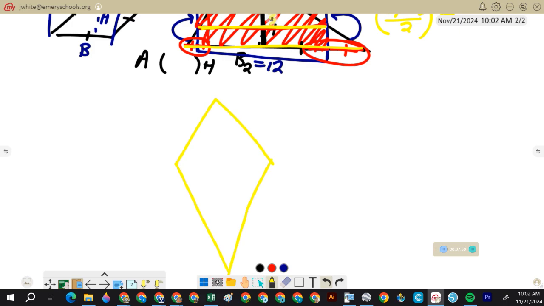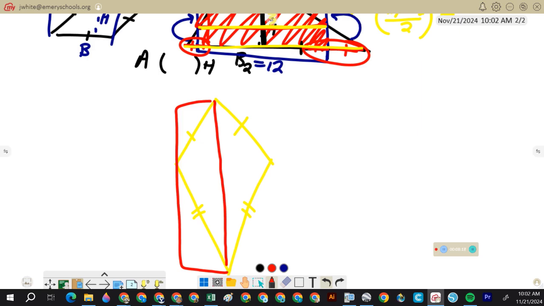So in a kite, these two edges are the same length, and these two edges are the same length. So how do we find the area of the kite? Well, it's actually pretty simple. We're just going to cut it into 2 triangles. And then over here we have a rectangle, and over here we have a rectangle.